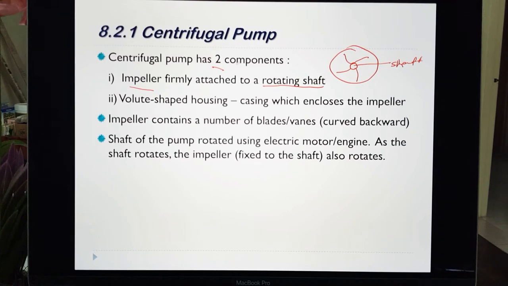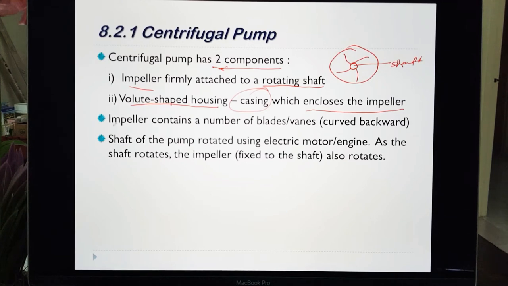And then the second component of the centrifugal pump is the volute shaped housing. This volute shaped housing is something like a snail casing. The shape is like a snail casing, a casing which encloses the impeller. We do not want the impeller to be exposed, because it will cause contamination to the food material, to the liquid material. Also, this casing is where the fluid, when it flows, will start to have a different pressure.